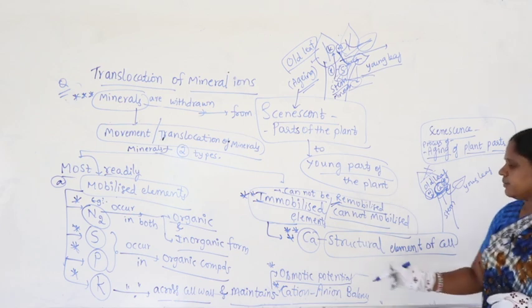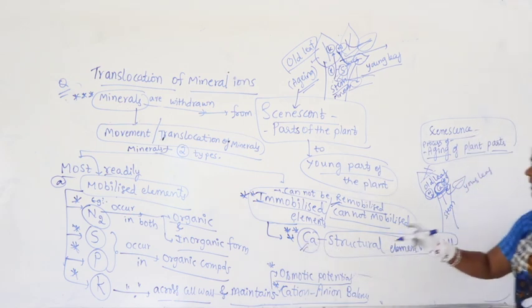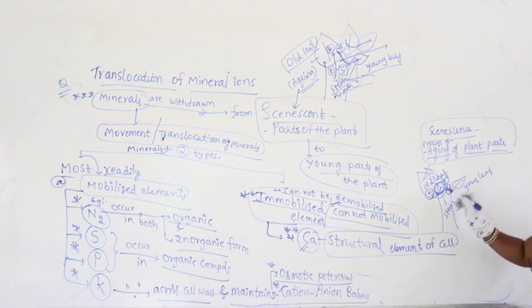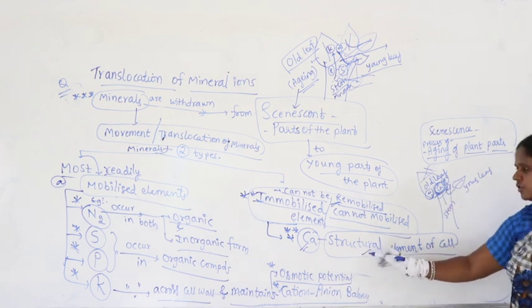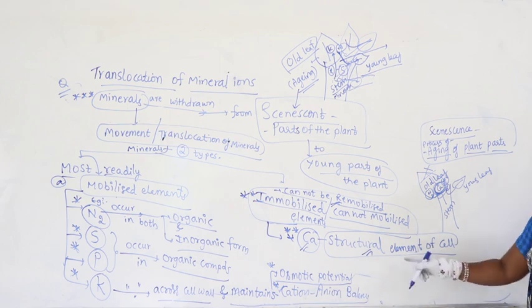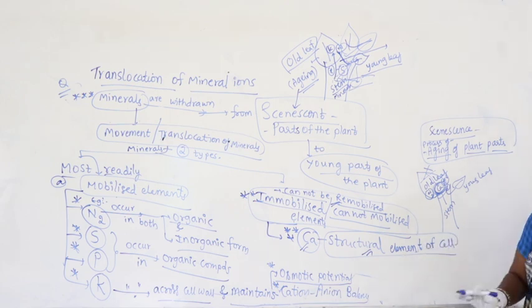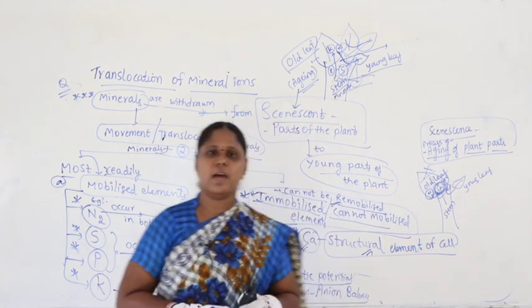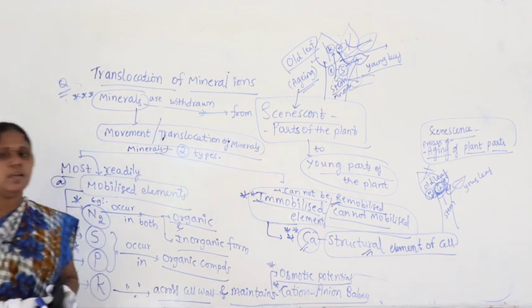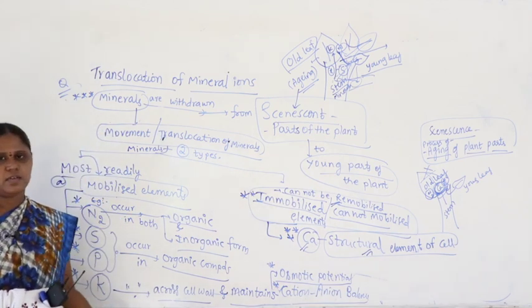What is the best example? Calcium becomes a structural part of that particular plant organ, it enters into the structure, that is why it is called a structural element of the cell, and it will not move from that place. So, it is called an immobilized element, or one that cannot be remobilized.